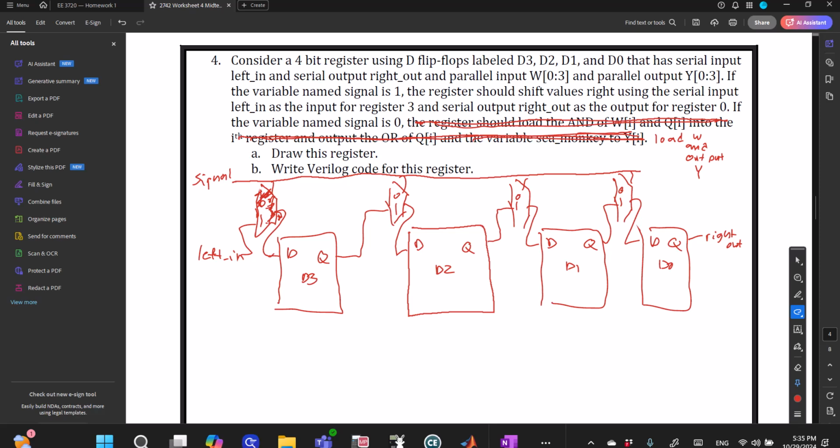If the variable named signal is 0, it should load W. So it just means W is going to be loaded. Do I just put W, or do you have to do W brackets of this to say which one it is? No, you need to do brackets as to which one it is. Oh, it's like each W could be a different one.